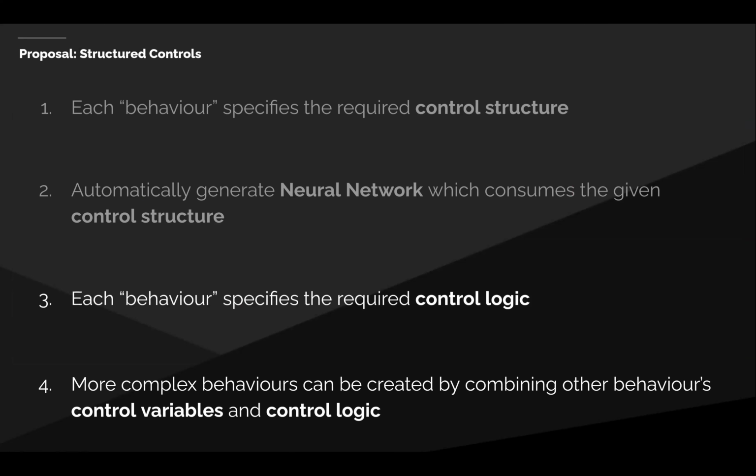So that's how we generate the neural network. Now we actually need to train this to have the behavior which we want. So in this case, we need to specify the control logic, which is basically saying, given this input, what should the output of the network be?